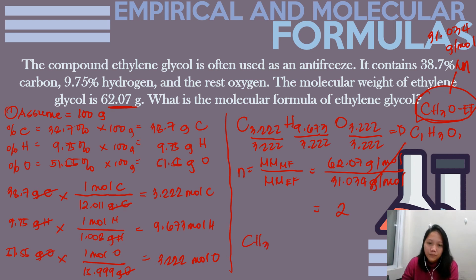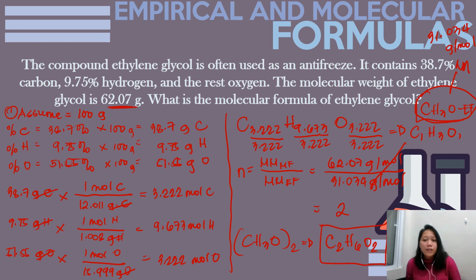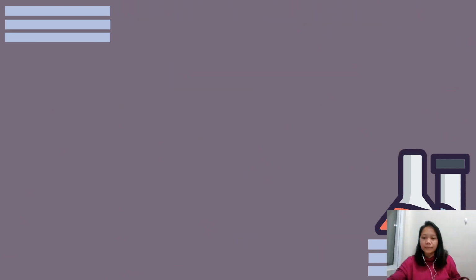So you have CH3O times 2. So your molecular formula now will be C2H6O2. So this is now the chemical formula, the molecular formula in particular, of your ethylene glycol or the antifreeze. So I hope that you get this one. Okay, this is empirical and molecular formula.